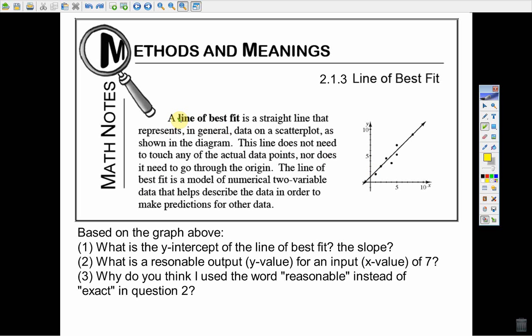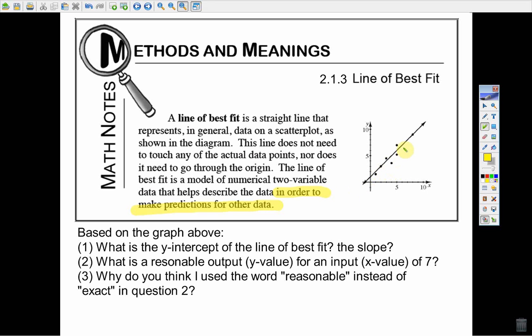Let's look at the official definition here. A line of best fit is a straight line that represents, in general, data on a scatter plot as shown in the diagram. This line does not need to touch any of the actual data points, nor does it need to go through the origin. The line of best fit is a model of numerical two-variable data that helps describe the data in order to make predictions for other data. So that last bit is pretty important, okay? We are going to use the data that we have in order to make predictions for other data. In other words, to fill in gaps in our data.